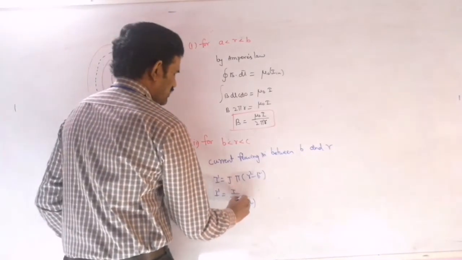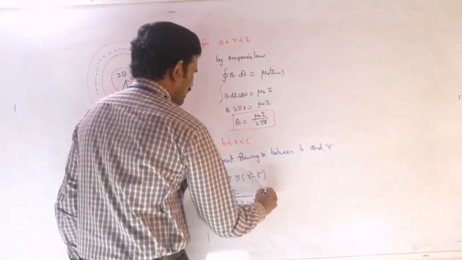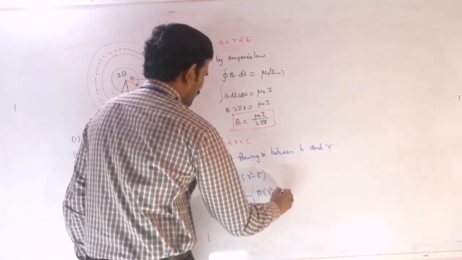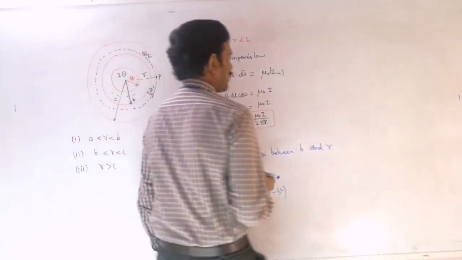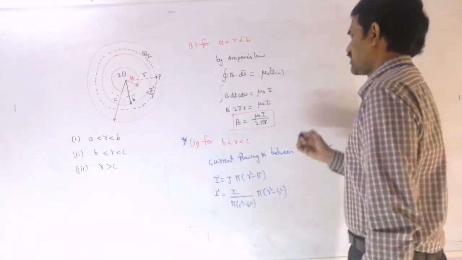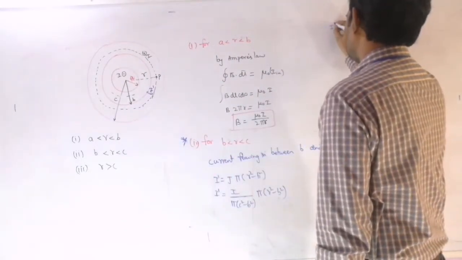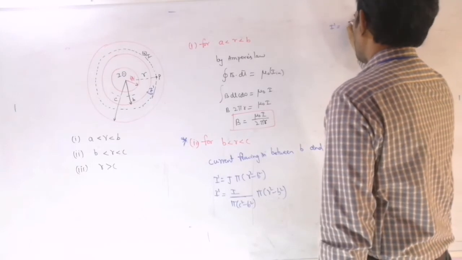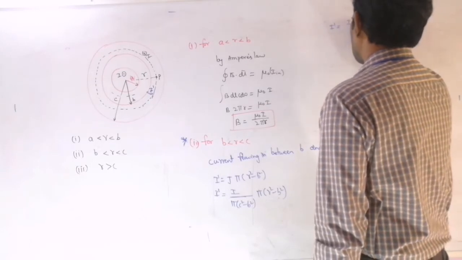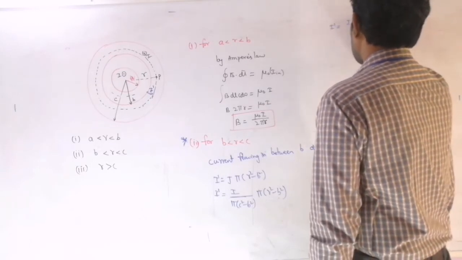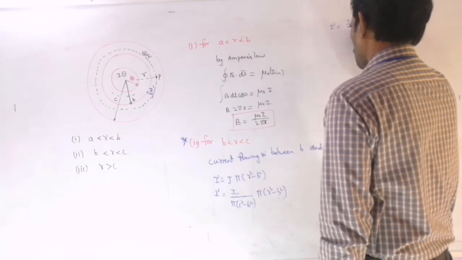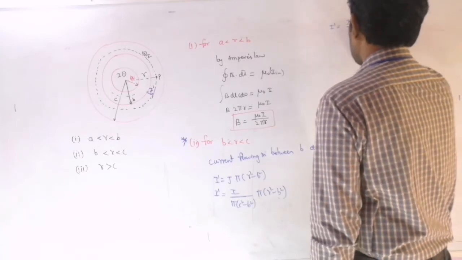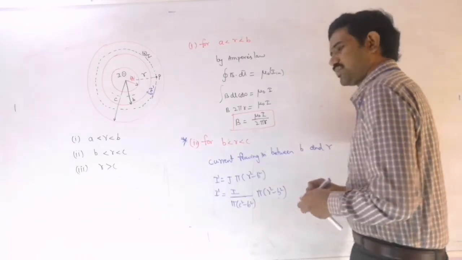That gives the J value, J into the area. Now this area is pi into r square minus b square. So you can cancel that pi value, and therefore that I dash value we can write as I into r square minus b square by c square minus b square. So that is our I dash value.